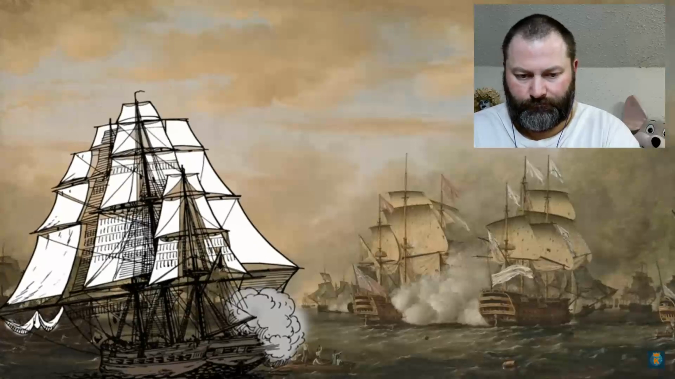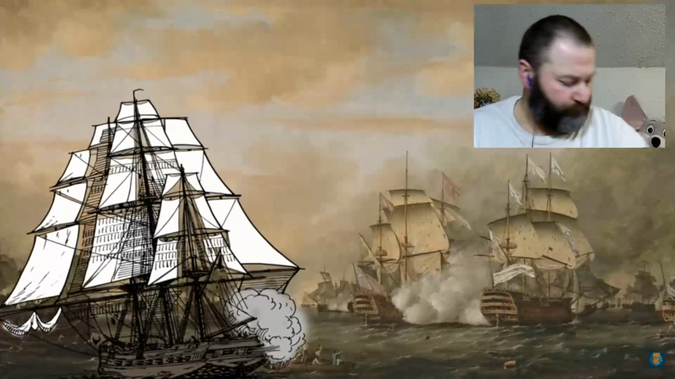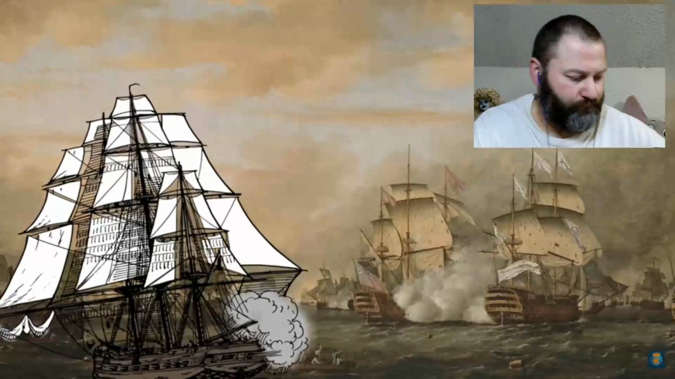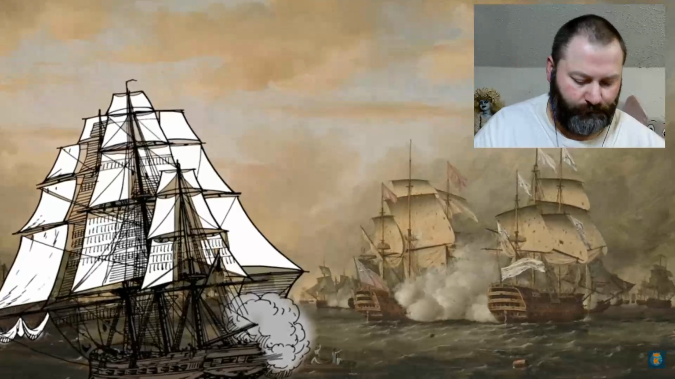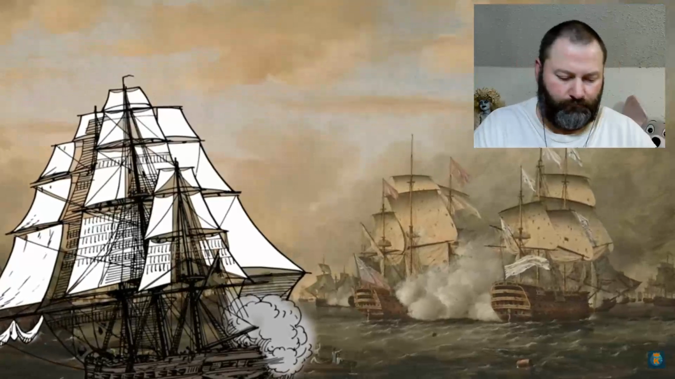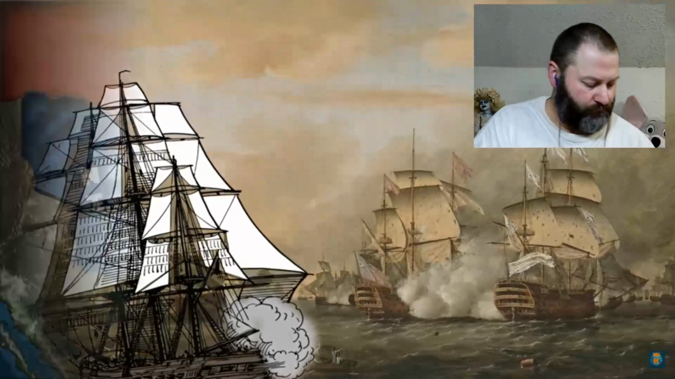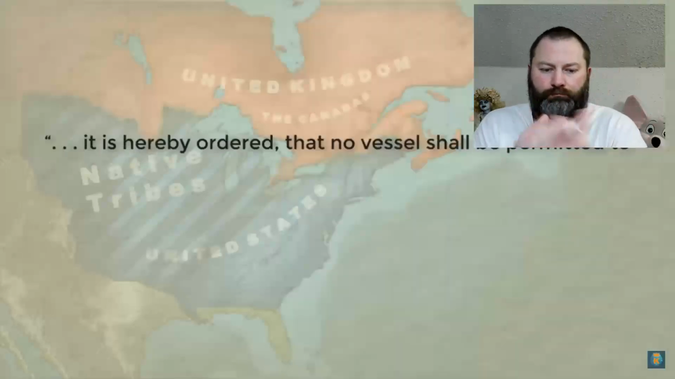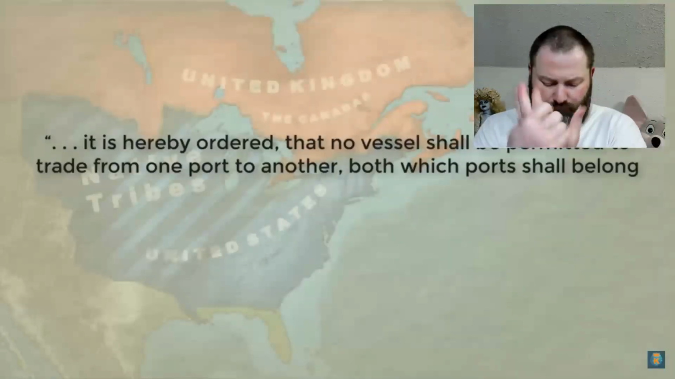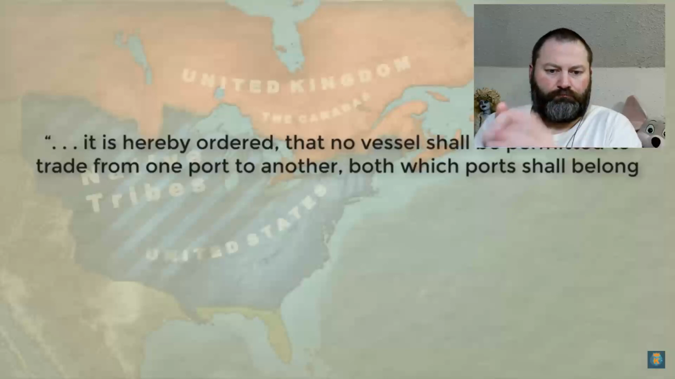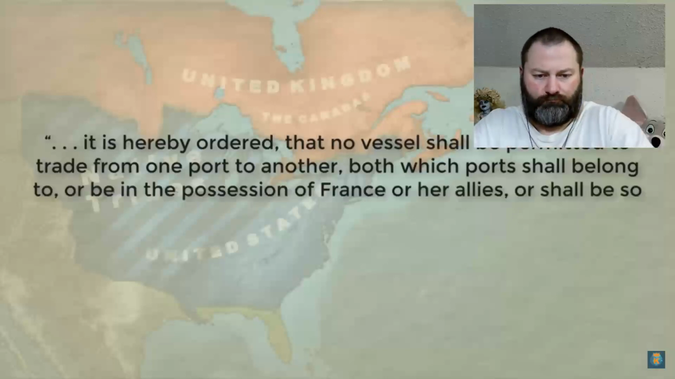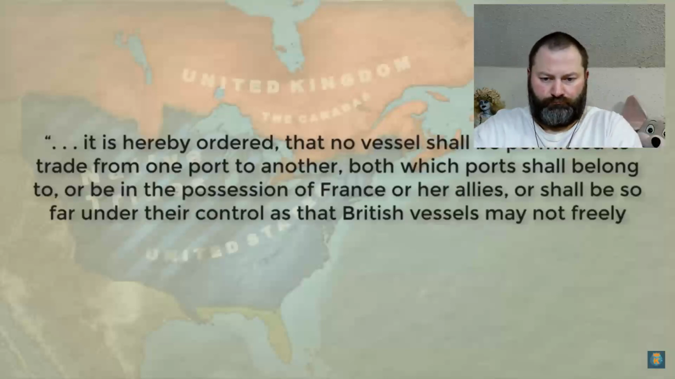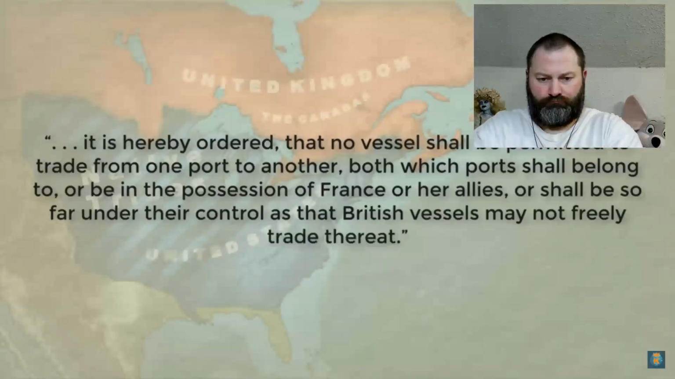While France took a more laid-back approach to ensure the US abstained from doing business with the British, the latter was more aggressive about the matter. On January 7, 1807, Britain issued an order in council stating, "It is hereby ordered that no vessel shall be permitted to trade from one port to another, both which ports shall belong to or be in the possession of France or her allies, or shall be so far under their control as the British vessels may not freely trade."